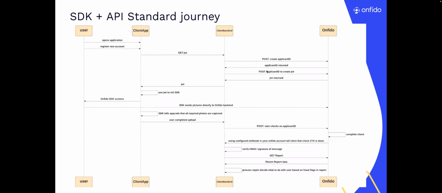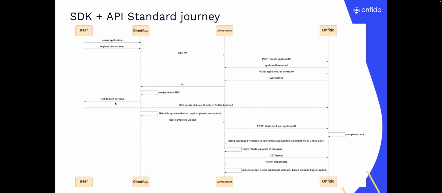So from here, once you have the applicant ID, you'll be able to create a JWT token. With that, you'll be able to create an SDK token, and combining the both together, you'll be able to then initialize the Onfido SDK. So the SDK here will be the front-end screens that will be presented to your customers, and what you'll be able to present, you'll be able to customize as well. So with this journey, I'll just use a standard document and selfie check.